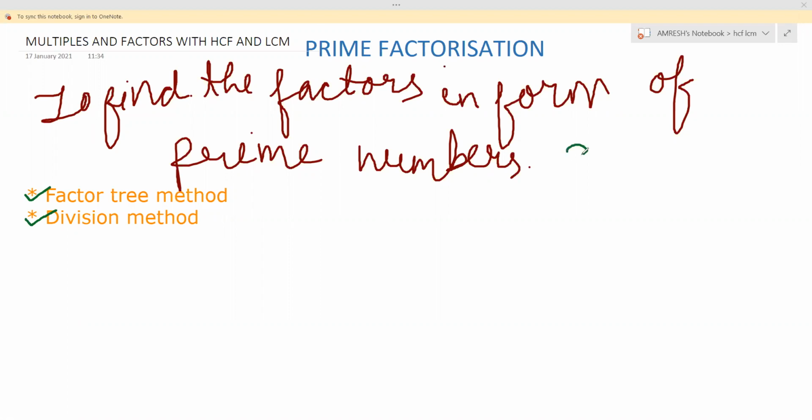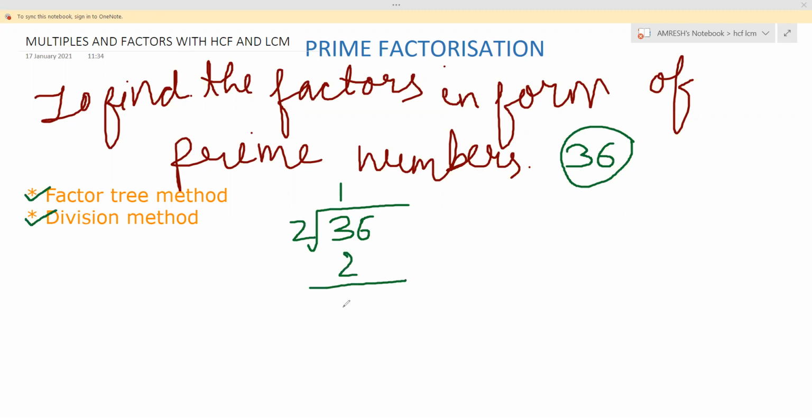Suppose I am taking a number 36. 36 is a prime number? Sorry, not a prime number, it is an even number. So we have to divide it by 2. 2 ones are 2. 1 and 6 are left. 2 eights are 16. So left is 0.